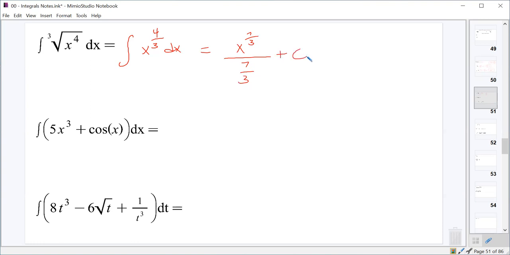And we won't leave it like that. When you divide by a fraction, that's the same as multiplying by the reciprocal of it. So we'll say this is 3/7 x to the 7/3 plus some constant.